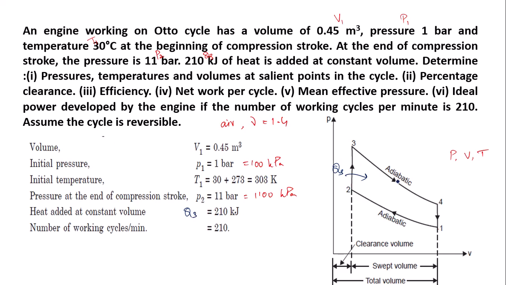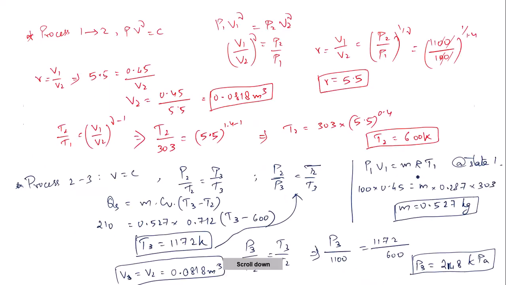In a similar fashion, we are going to process 3 to 4, once again a reversible adiabatic process, which is governed by the equation PV power gamma is equal to constant. So I can state that P3 V3 power gamma is equal to P4 V4 power gamma, right?